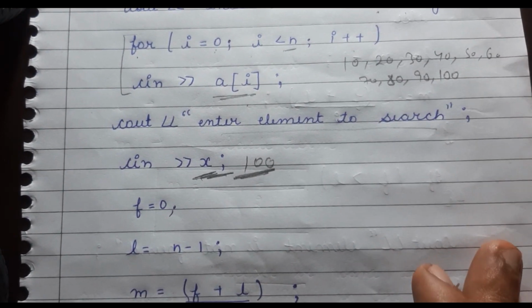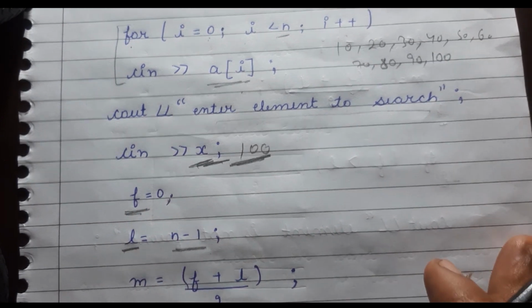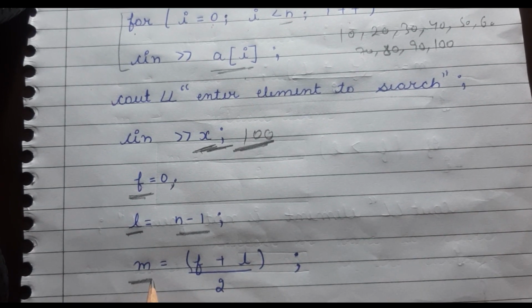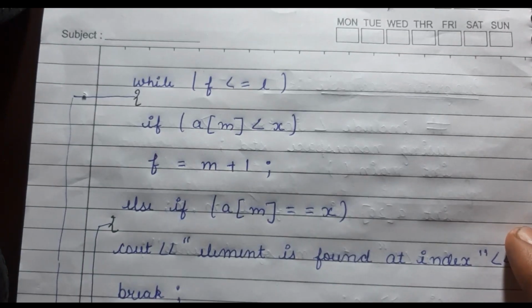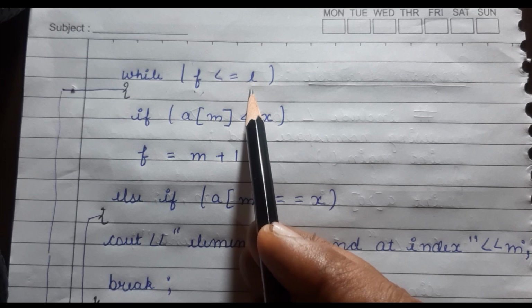After this, now I initialize f with value 0, because your first index is always 0, and the last index is always n minus 1. Now we calculate the value of the middle element. The formula for calculating the middle element is (f plus L) divided by 2, so first index plus last index divided by 2. Okay. So using this formula we calculate the middle element. Now after this we implement a while loop. Okay. Here in the while loop I give the condition f less than or equal to L.